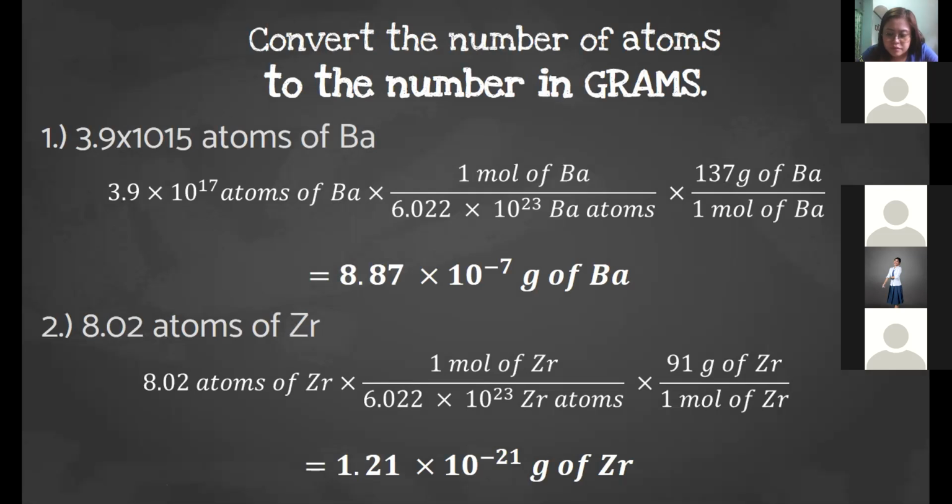So in number 2, 8.02 atoms of zirconium times 1 mole of zirconium divided by 6.022 times 10 to the power of 23 zirconium atoms times 91 grams of zirconium, which is the atomic weight, divided by 1 mole of zirconium equals 1.21 times 10 to the power of negative 21 grams of zirconium.